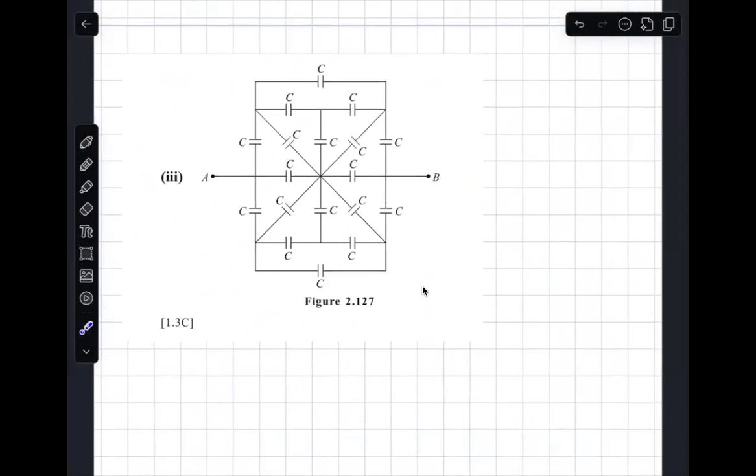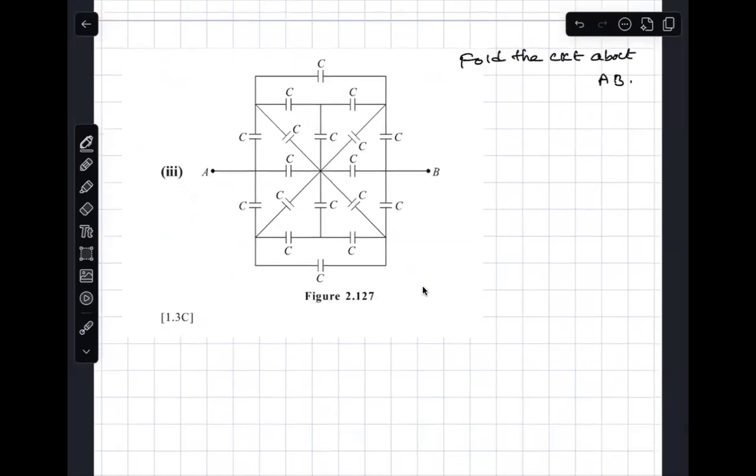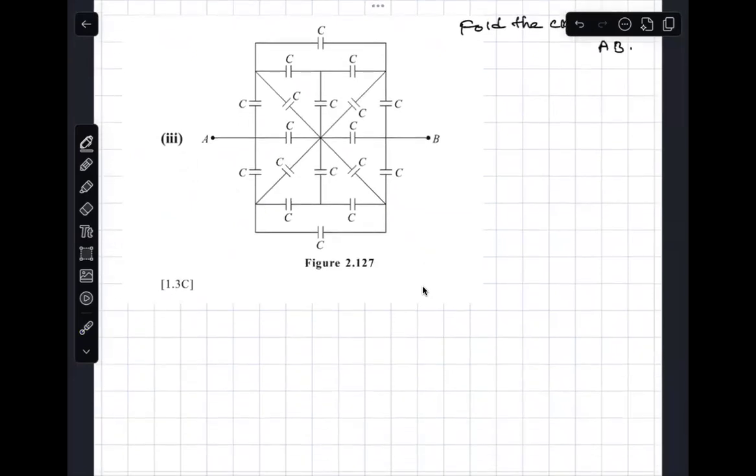Just tell me what to do. That's all. I feel kerchief folding is to be done about AB. Yes. Fold the circuit about AB. Now what is going to happen? Yes. What is going to happen?